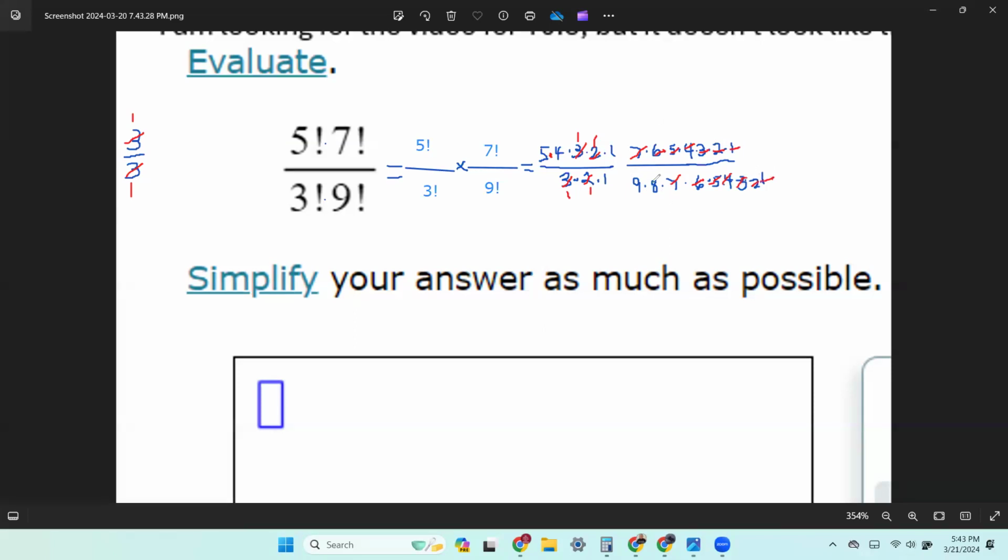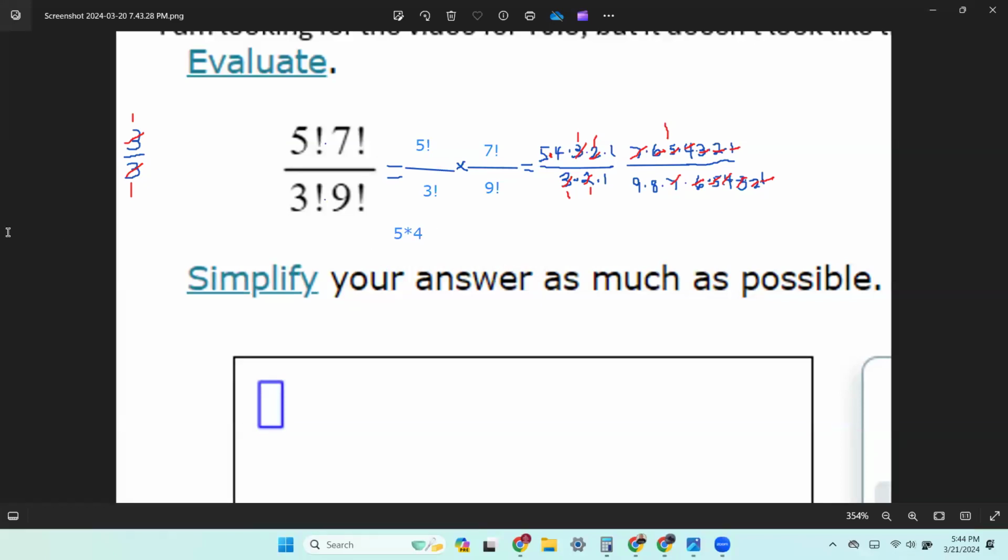And so what's left is up here, it's 1. And down here is 9 times 8. So up at the top, we've got 5 times 4. We got 20. Yeah, it's 20. I'm going to show it in a second.